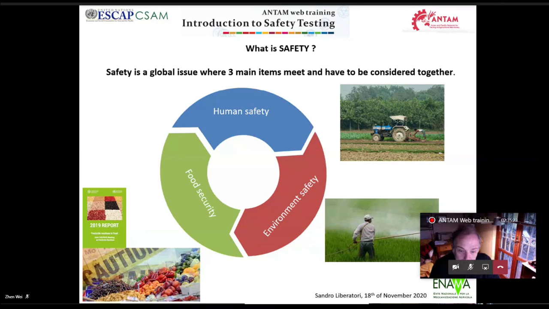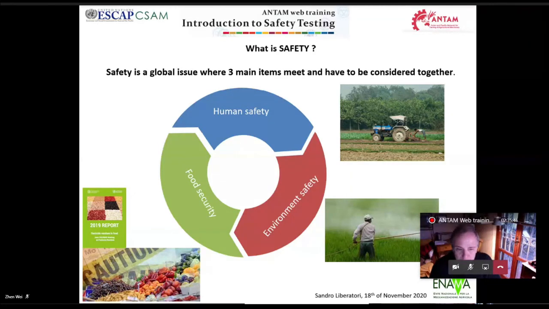Environmental safety. Environment is very important. You know why. And regarding the safety of the environment, especially dealing with crop protection machinery, sprayers, mineral fertilizer, we can have a lot of damage to the environment.